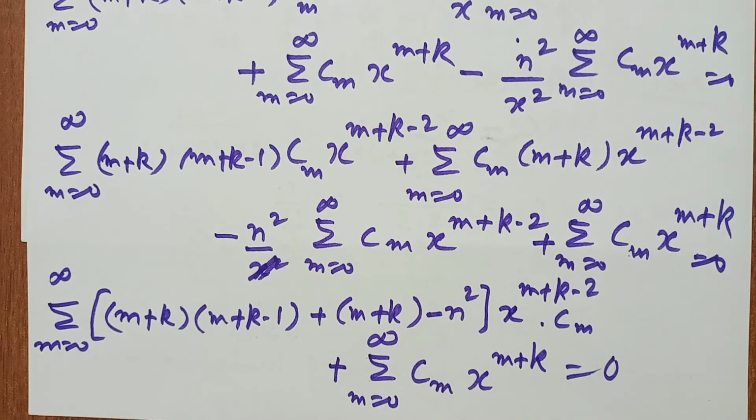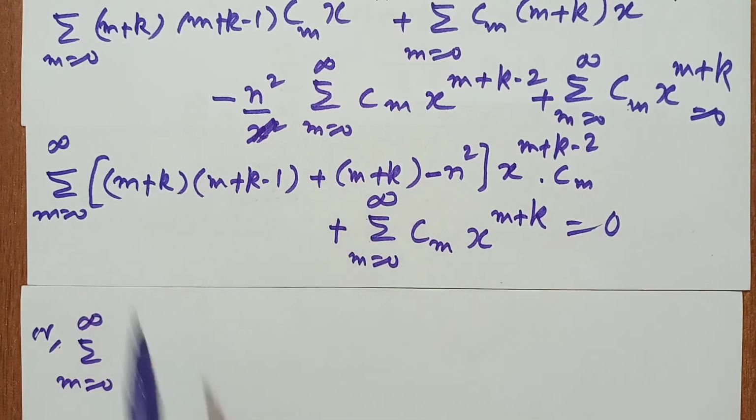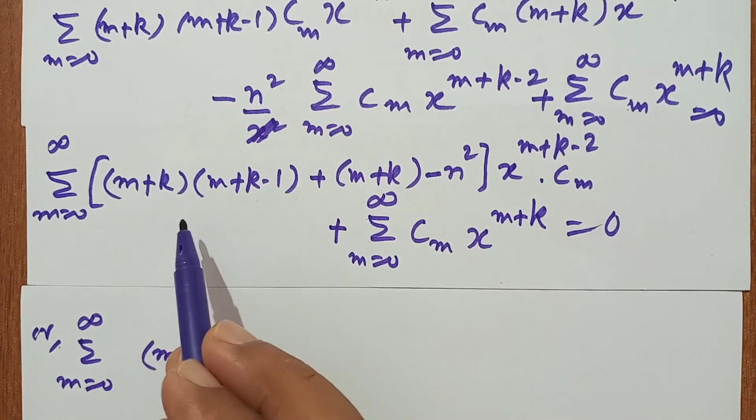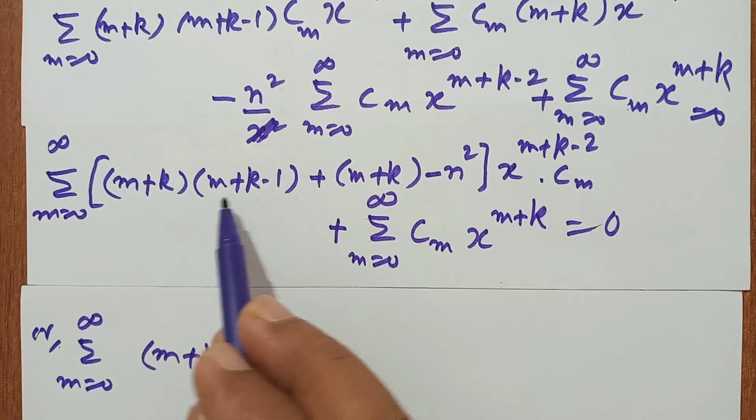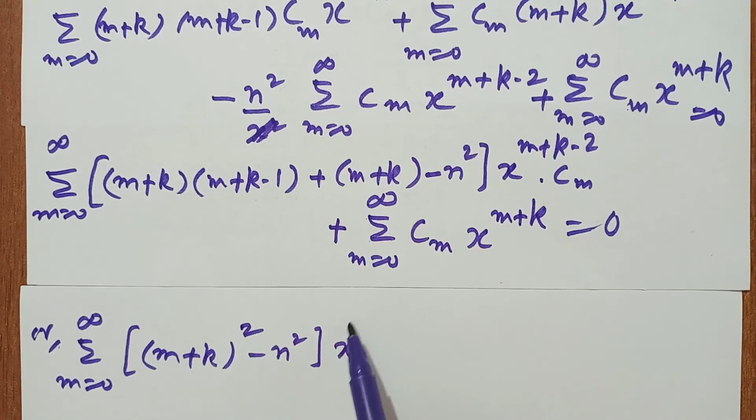Okay, so this can also be written as sigma m equal to 0 to infinity. Here m plus k is common, so (m plus k) minus 1 plus 1, so (m plus k) whole square minus n square, and this x to the power m plus k minus 2 into Cm.